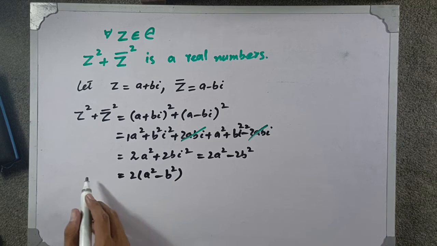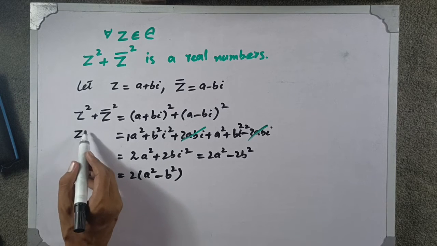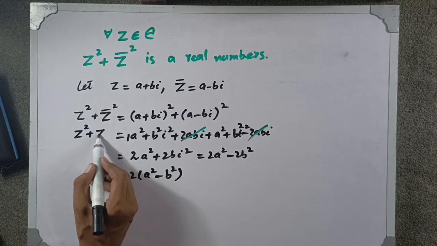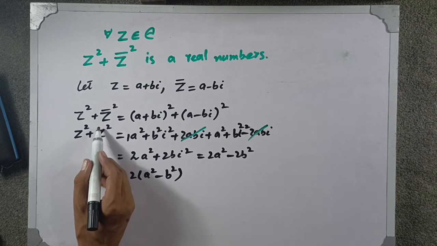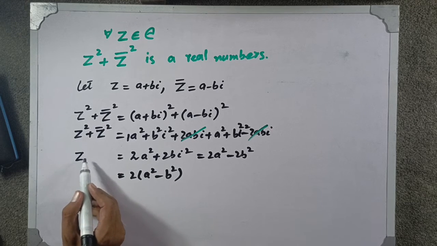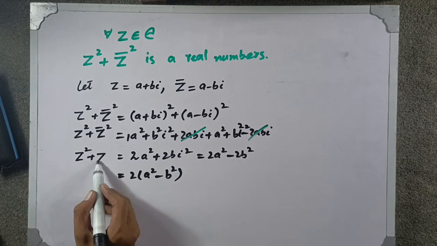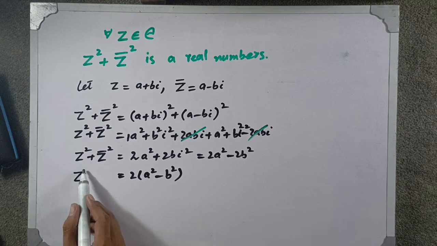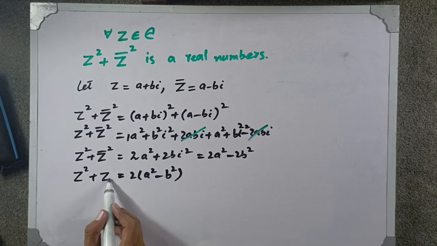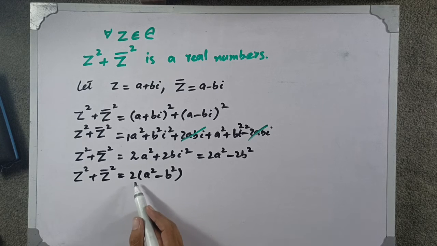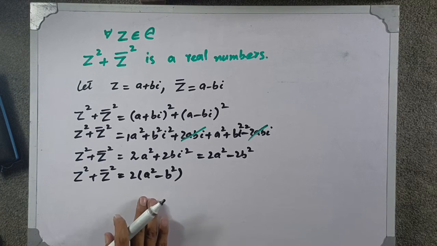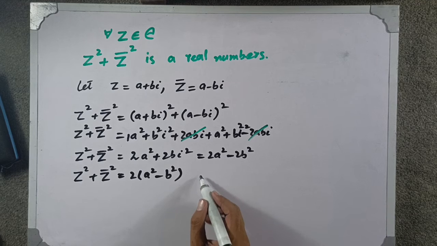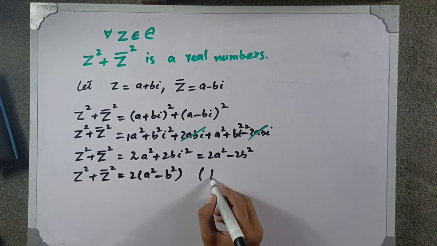square. So by squaring and adding a complex number and its conjugate, a complex number square plus the square of the same number's conjugate, it will give me 2 times (a square minus b square). Now here the important result is that this is a real number.